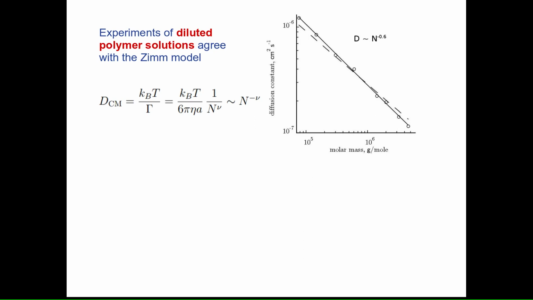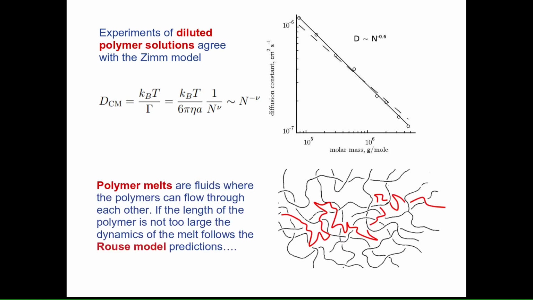If we now go to a more concentrated polymer solution, which is the case of polymer melts. What are polymer melts? Polymer melts are dense solutions containing polymers. They can even be made only of polymers. They can have a little bit of solvent also, but let's say that these polymers do not stick to each other, so the system is still fluid. The polymers can flow through each other.